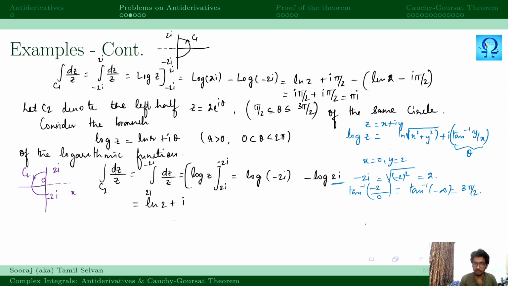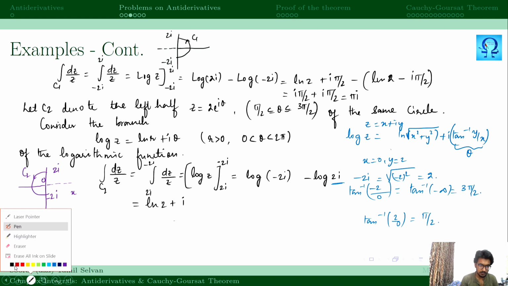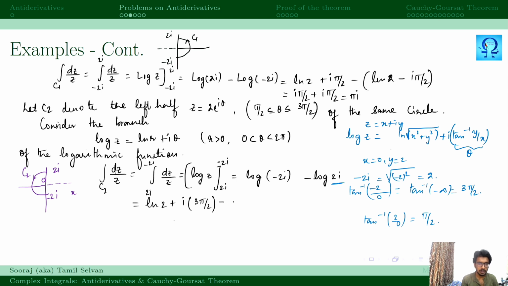And if you come here, it is what? Tan inverse of 2 upon 0, for which we consider this as pi upon 2. Okay, so here we are going to have this as iota times of 3 pi upon 2 minus log 2 plus iota times of pi upon 2. Okay, this is 3 pi upon 2 minus pi upon 2 times of iota. So this simply gives you what? 2 pi upon 2, which is pi I. Okay, in both the cases we get this to be pi I.